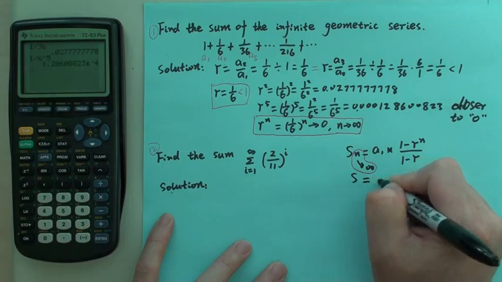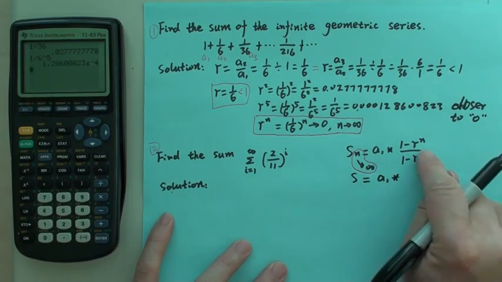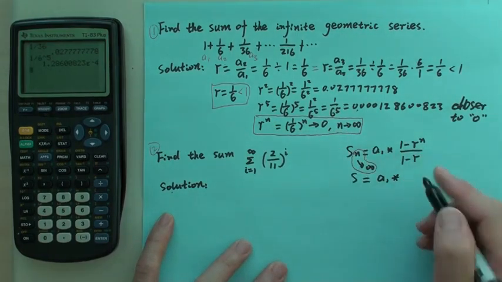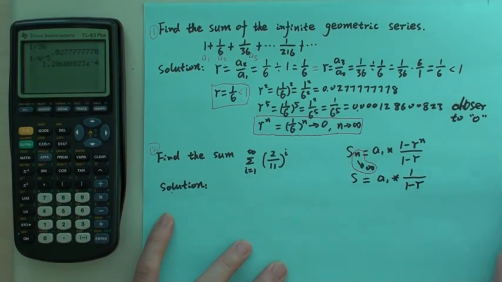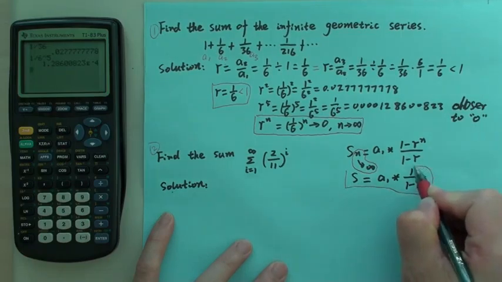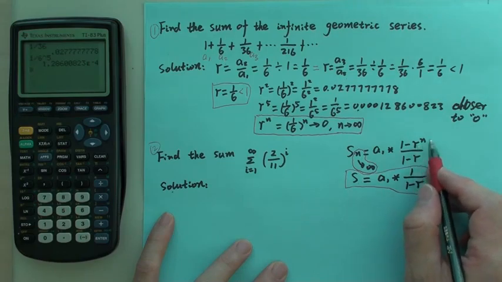S equals a1 times this guy, which goes to 0. 1 minus 0, you don't have to write. So you write it like that. This is the formula. It's even easier, because you do not have to calculate r to the n.